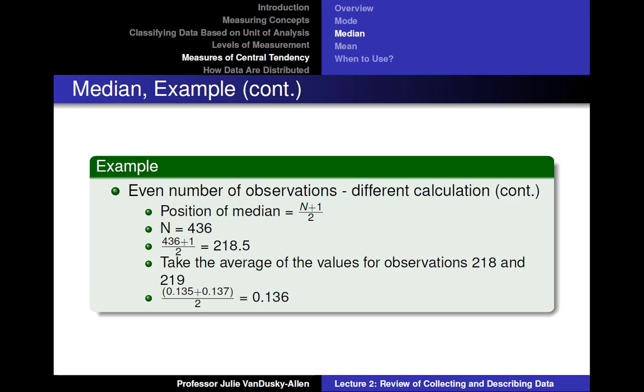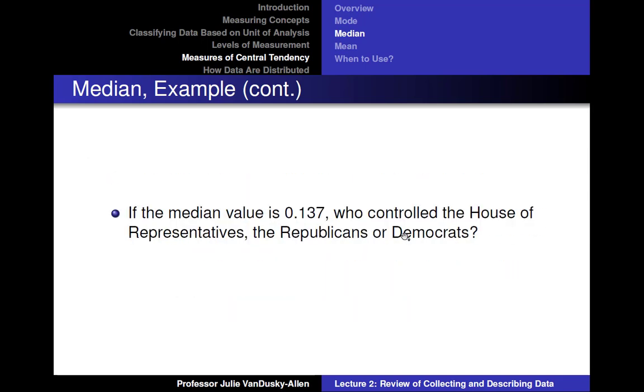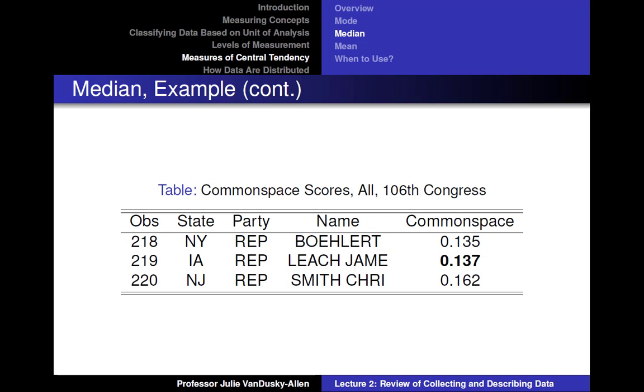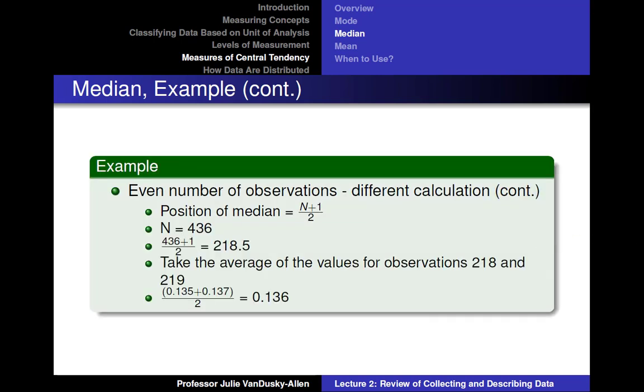So what we do is we take the observation that is below this value and the observation that is above this value and find the average value of those two observations. If we have 436 observations, our calculation would produce 218.5. So we should take the average of observations 218 and 219. Observation 218 had a value of 0.135. Observation 219 had a value of 0.137. The average of 0.135 and 0.137 is the sum of these two numbers divided by 2, or 0.136.